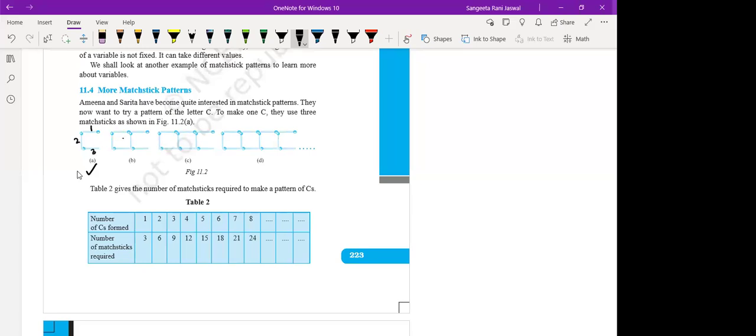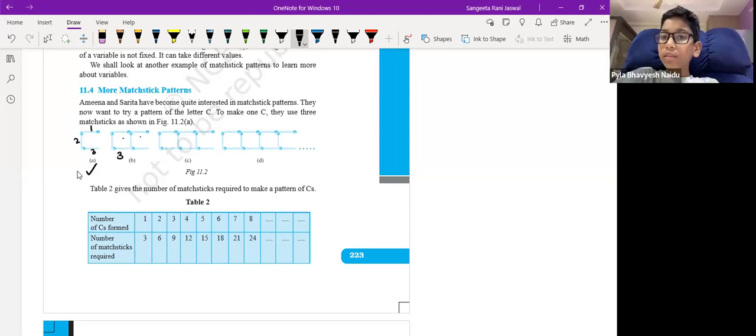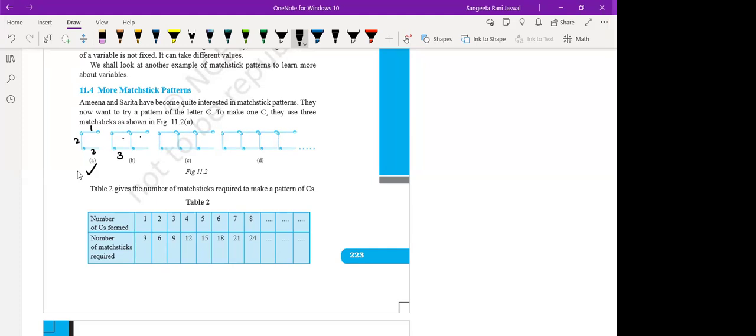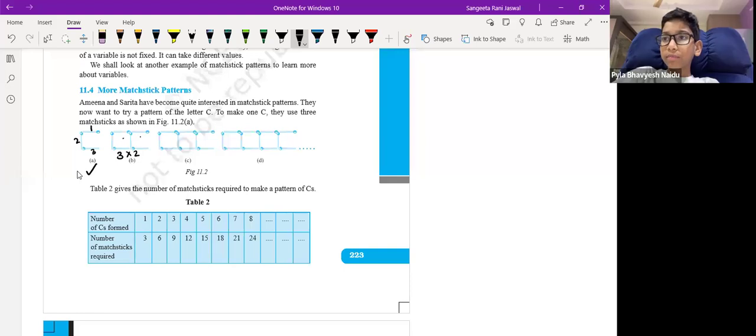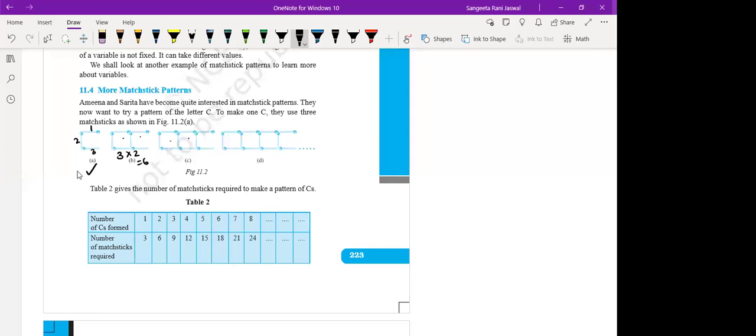And if you have to make 2 shapes like this, then how many matchsticks will be required? 3 matchsticks for one shape and 3 more for another one. So 3 into 2, 6. If you have to make 3 shapes like this, that will be 9. 3 into 3, that's 9. And simultaneously now 3 into 4, that's 12. And it goes on. 3, 6, 9, 12, 15, and so on. So these are all multiples of 3 only.